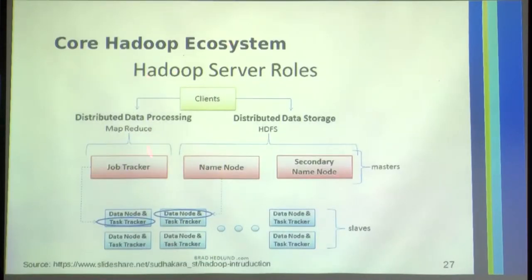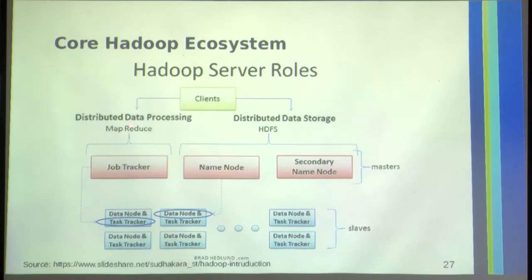So the so-called core Hadoop ecosystem is that you've got your Hadoop system, a job tracker, a name node, a secondary name node. You've got the data nodes and task trackers down here, the so-called slaves. These are the masters. These are the slaves.